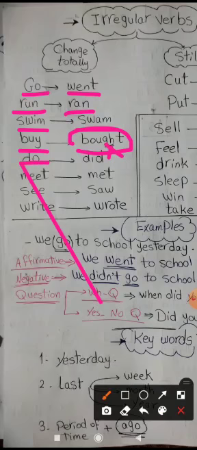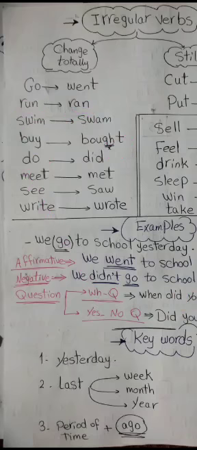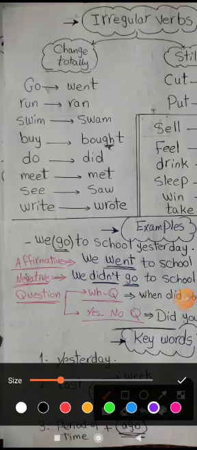I do my homework every day. طب yesterday I do or I did? I did. Accent. Do, did. Meet, يقابل. Meet, met. I met my friend yesterday.